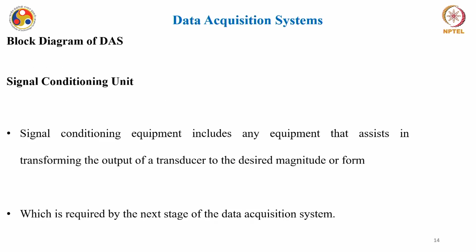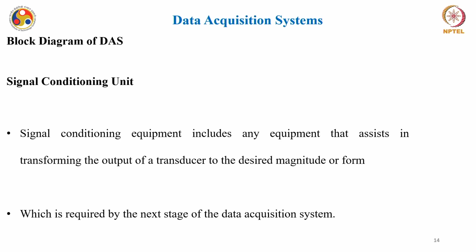Alright. Now, the output from the sensors is fed into the signal conditioning circuit, which is the next stage. Signal conditioning equipment includes any equipment that assists in transforming the output of a transducer to the desired magnitude or desired form.